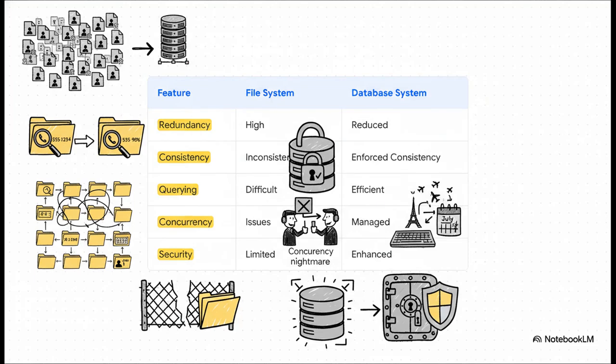And this slide really lays it all out, the two different worlds. Over on the left, with file systems, you've got that chaos. Customer info is copied and pasted all over the place. That's what we call high redundancy. And if you update a name in one file but forget another, bam, your data is now inconsistent. And two agents trying to sell the same seat at the same time? A complete concurrency nightmare. Now look at the right. A database system is engineered from the ground up to fix every single one of those problems.